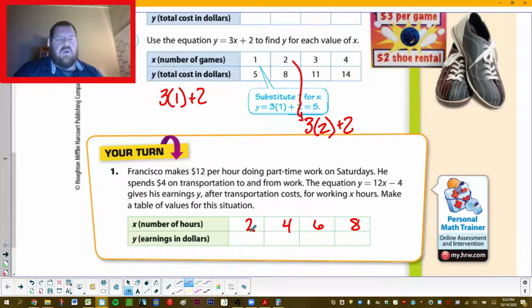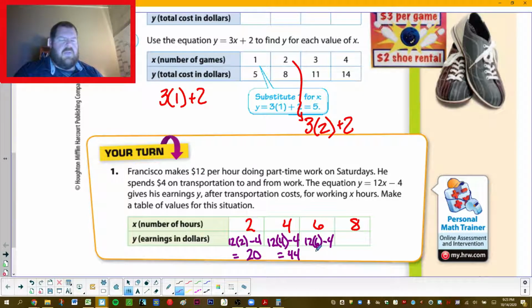So if he works 2 hours, this piece right here, I'm actually going to try to fit it in here. It might be a little bit tough, but we're going to see what we can do. To find out y, it's going to be 12 times 2 minus 4. 12 times 2 is 24, minus 4 is 20. This one would be 12 times 4 minus 4. 12 times 4 is 48, minus 4 is 44. 12 times 6 minus 4.